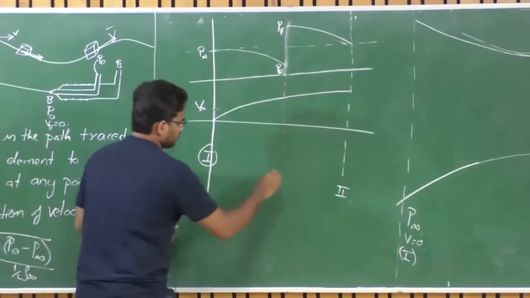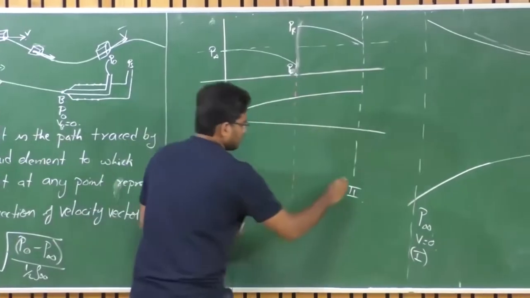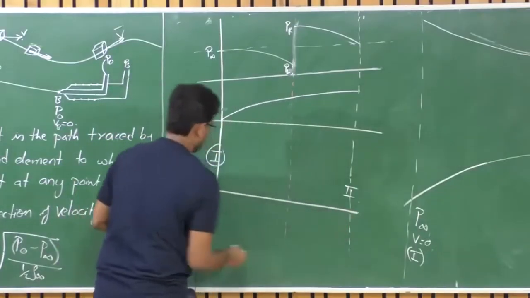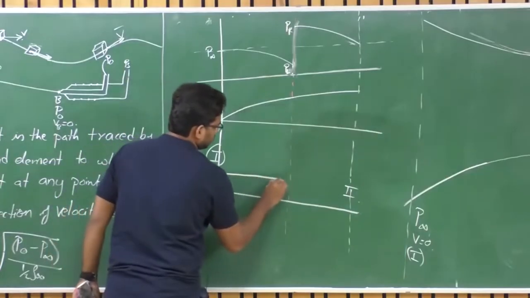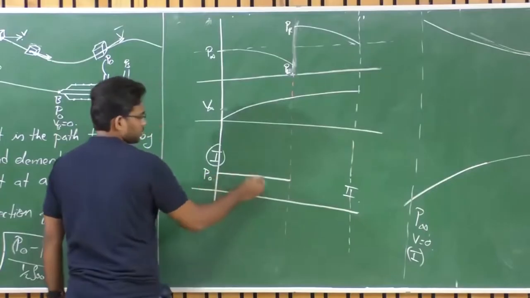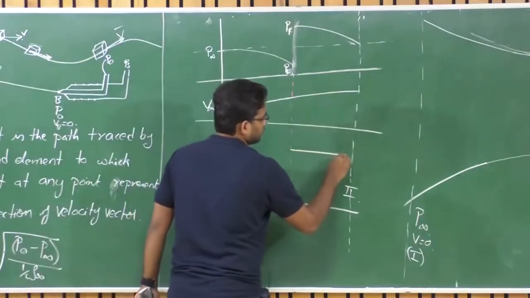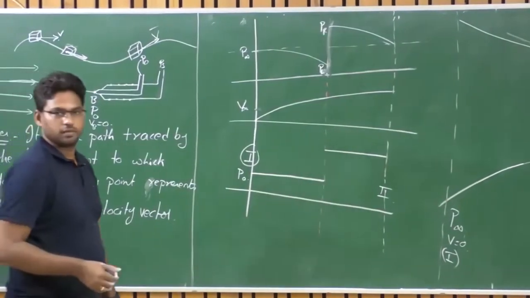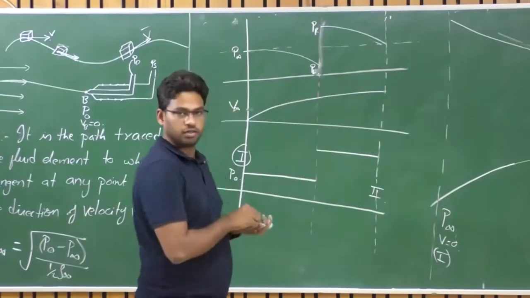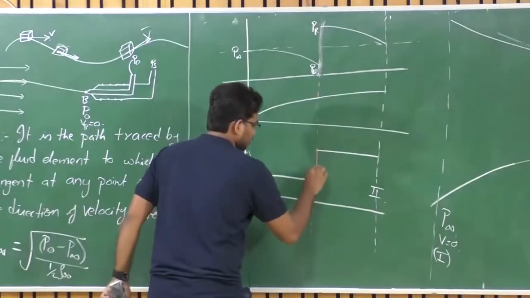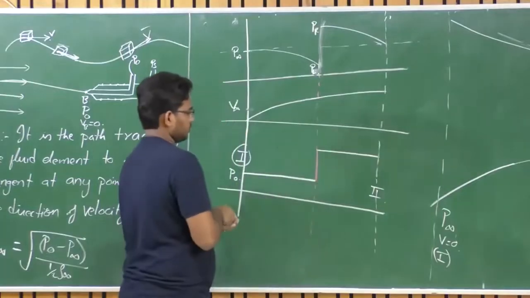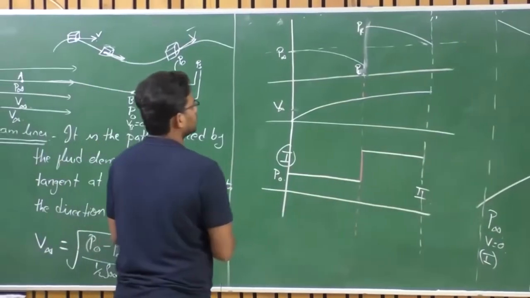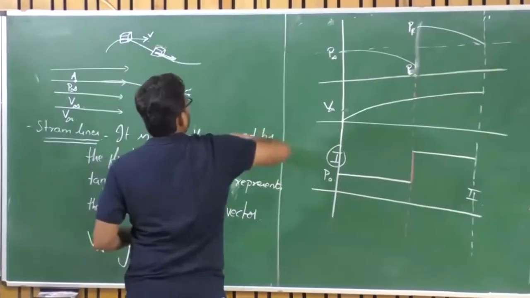So what do you think is the variation of total pressure? Till the disk, P naught is constant, and at the disk there is an addition in P naught. Right? There is an addition in pressure because of this particular disk. This is the total pressure here. Fine. So let's now look at the mathematics.